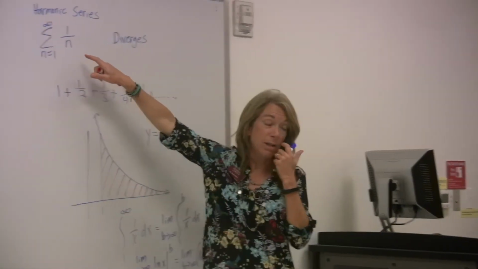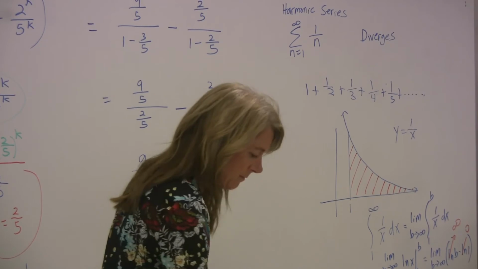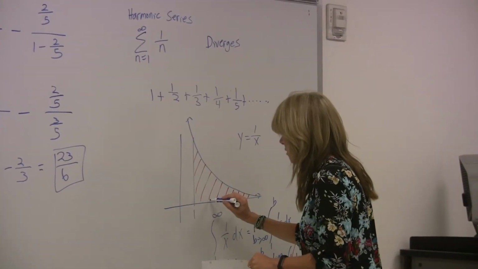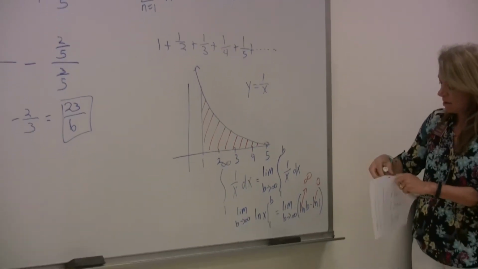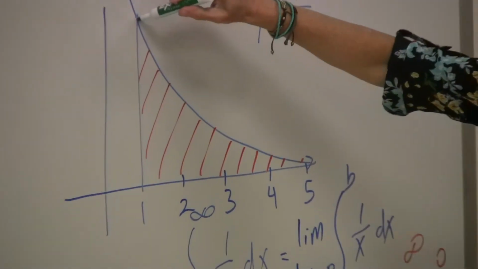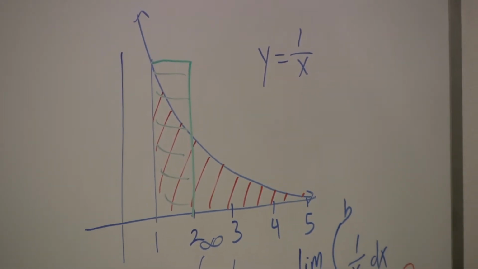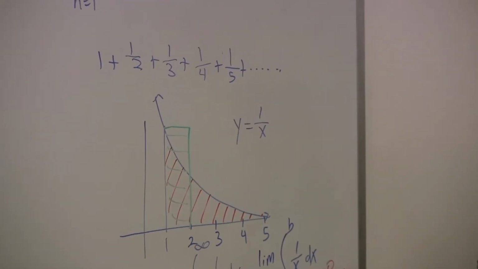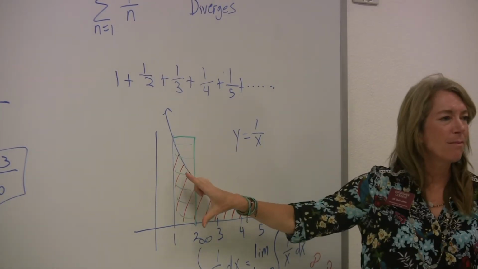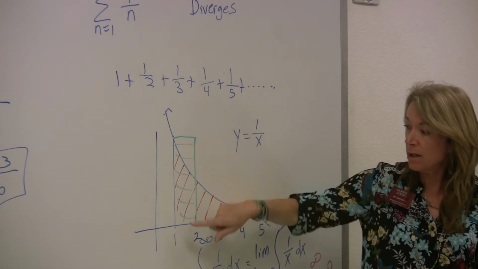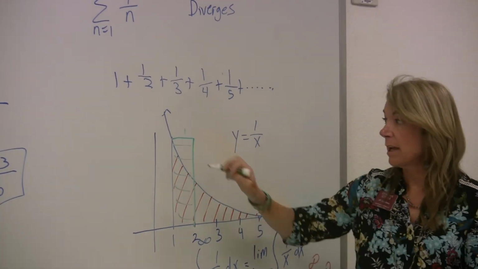I want to compare this harmonic series to this graph. I'm going to put the scale on here. 2, 3, 4, 5. I'll use my green, I think. What is the area of this green rectangle right here? I got the width. The width is 1. What's the height? 1, right? Because we're putting 1 into the function, 1 over 1, the height is 1. The area of this green rectangle is 1.